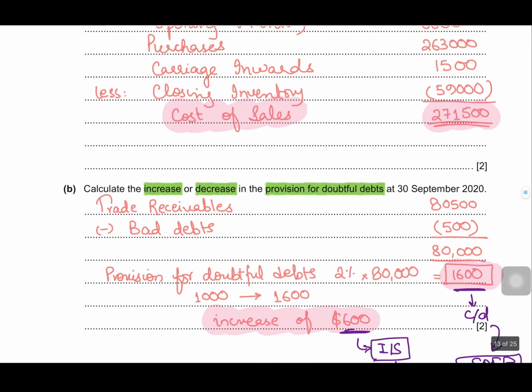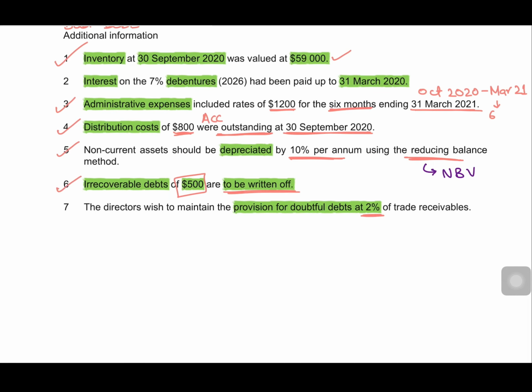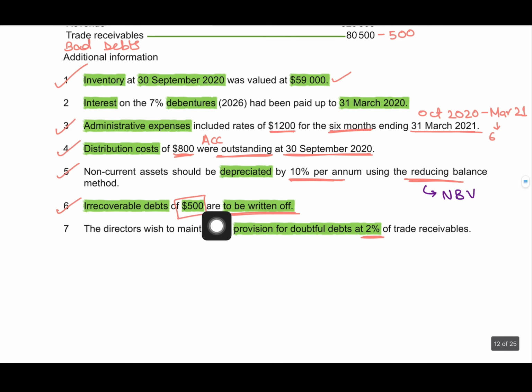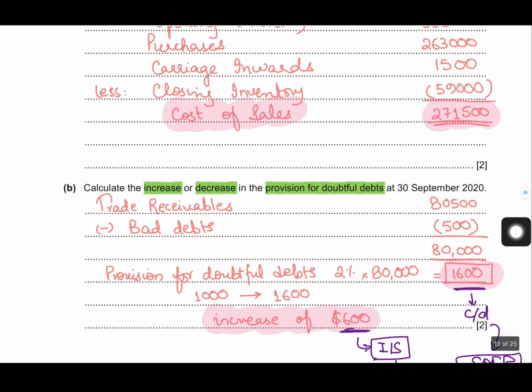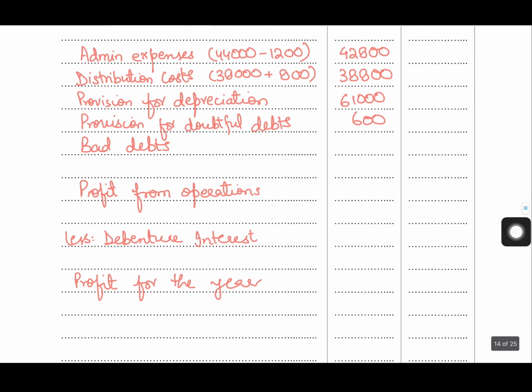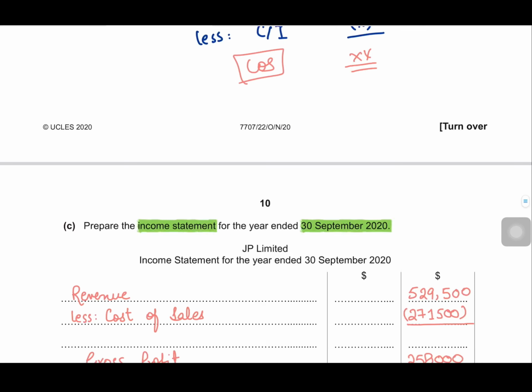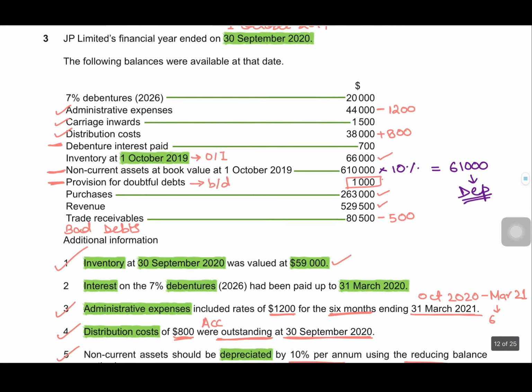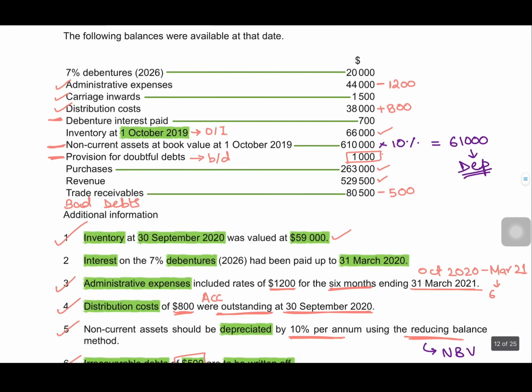Do not forget that there is another expense as well, which is bad debts, right. Irrecoverable debts of 500 are to be written off. These have not been written off yet, you have to write them off, and this means that there is an additional expense of $500. So, let us quickly check once again how many expenses have been taken. We have taken the depreciation. Yes, we have taken the doubtful debts as well, the bad debts as well, and purchases, revenue, these also have been taken, and opening inventory as well.